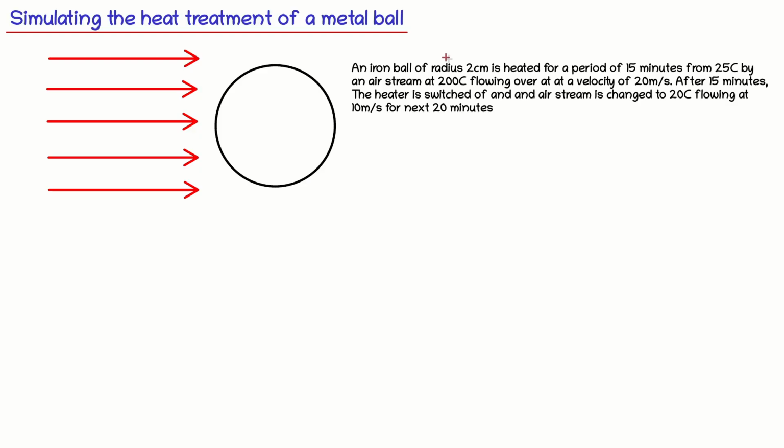We have an iron ball of radius 2 cm that is heated for a period of 15 minutes, starting from 25 degrees Celsius temperature, and it is heated by an airstream at 200 degrees Celsius, flowing at a velocity of 20 meters per second. After these 15 minutes, the heater is switched off and the airstream is changed to a cold stream at 20 degrees Celsius, flowing at 10 meters per second for the next 20 minutes.